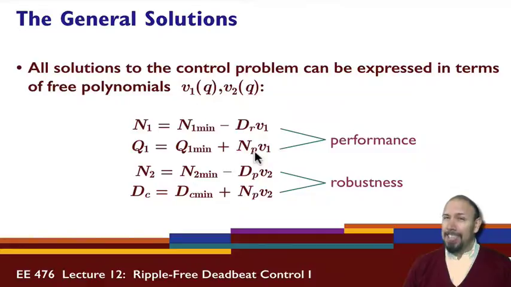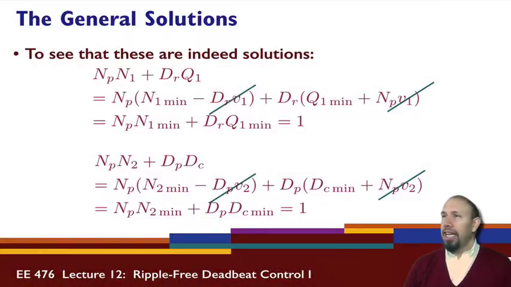That's a good question indeed. Well, the way to find out is plug it in. So I'm going to plug in n1 and q1, for example. So here's n1 minus dr v1. And here I'm going to plug in q1. Okay, and so we notice here I have np dr v1. Here I have dr np v1. This has a negative sign, this has a positive sign, so those two guys cancel. And I get back to the minimum order solution, which is indeed a solution.